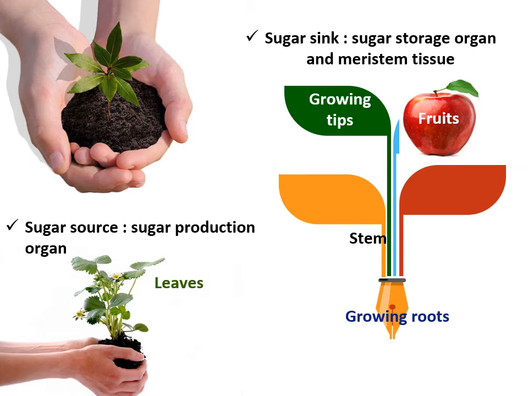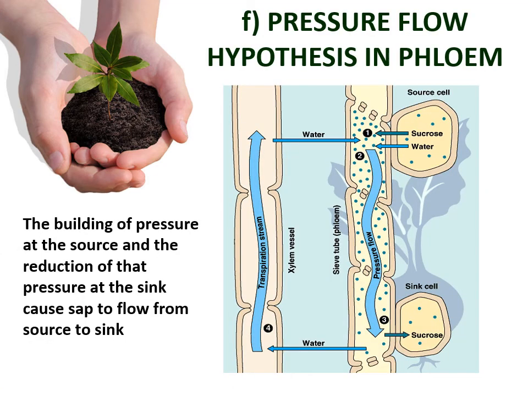Sugar sink is the region in a plant where soluble organic products are unloaded from the sieve tube to be utilized or stored. Examples of sugar sinks are growing roots and shoots, stem, fruits, and flower buds. The figure shows the bulk flow by positive pressure, or pressure flow, in a sieve tube. The building of pressure at the source and the reduction of that pressure at the sink cause sap to flow from source to sink.